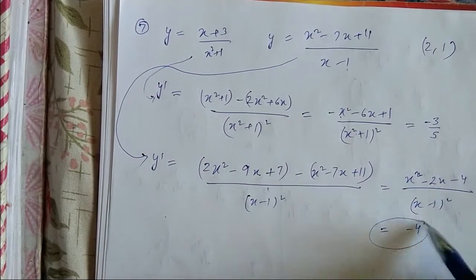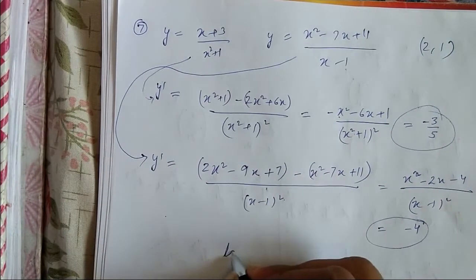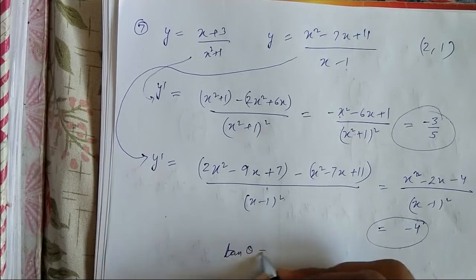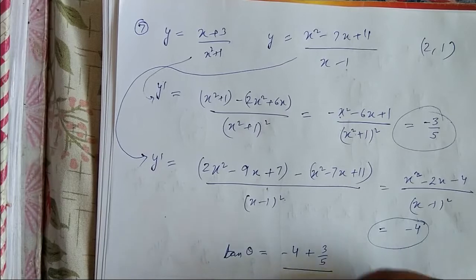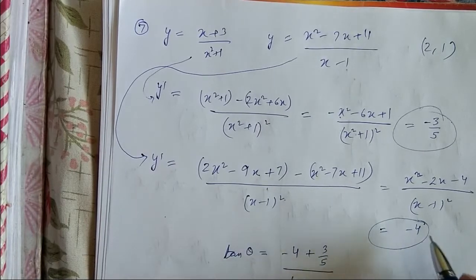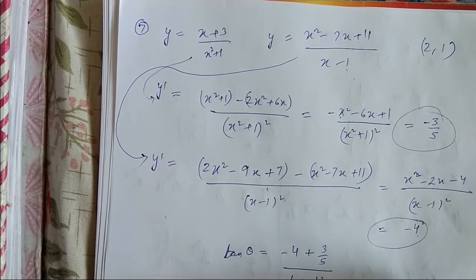Now we know the slope of both the tangents at 2 comma 1, so we can use the formula to calculate tan theta equal to m1 minus m2 upon 1 plus m1 m2, which gives 12 by 5.